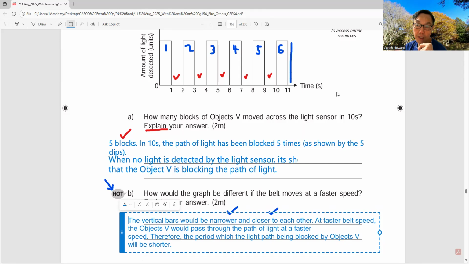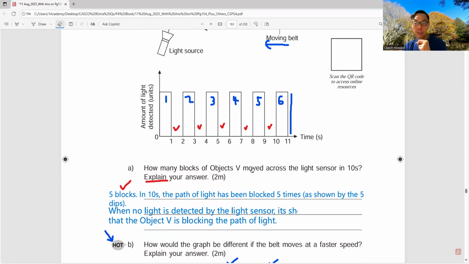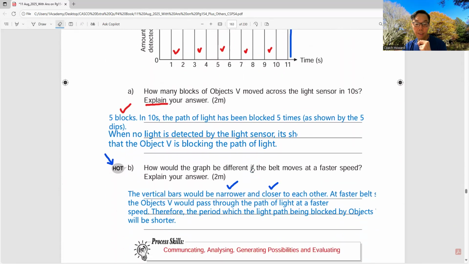So this is an explanation for this question, which is a P4 standard question, but it's being tested at a PSLE level. So take note, parents and students, this question is actually in the P4 content of the Singapore Primary School Science syllabus, but it can be tested at a P6 level because this question is a higher order thinking skill. Through this explanation, you can get a better understanding of answering such open-ended questions, which are testing your communication, analysis, generating possibilities, and evaluating.